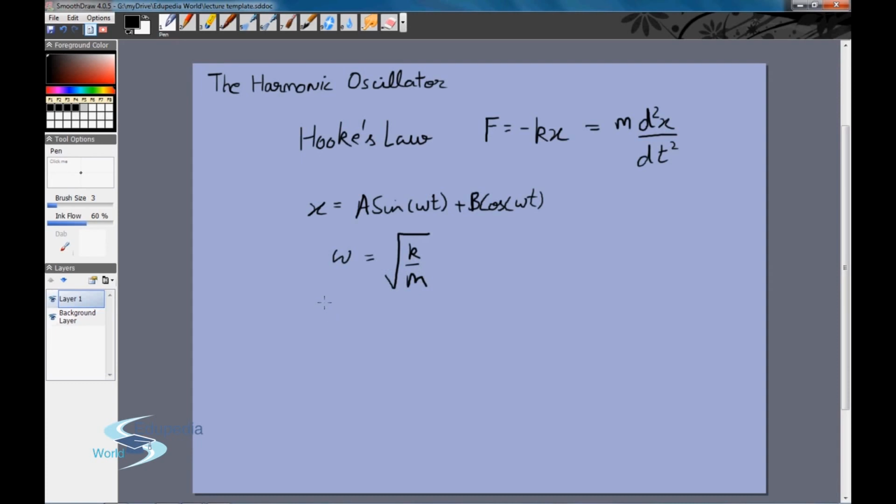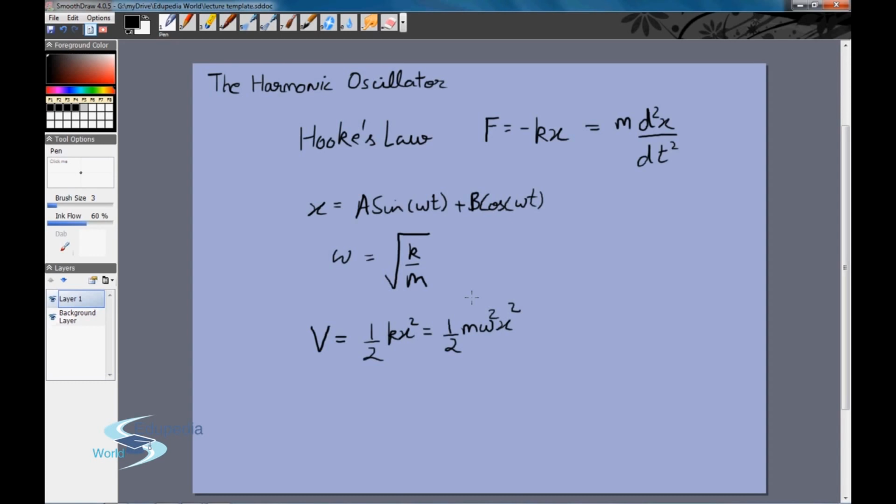and that is equal to the root of k by m. And obviously the kinetic energy is half mv squared and the potential energy is half kx squared, which is equal to half m ω squared x squared. So this is the classical case.